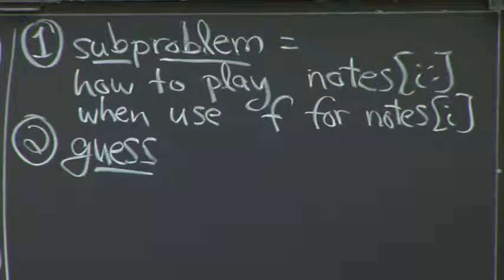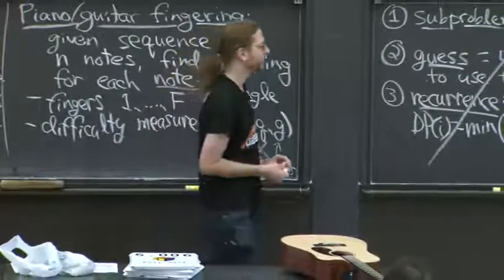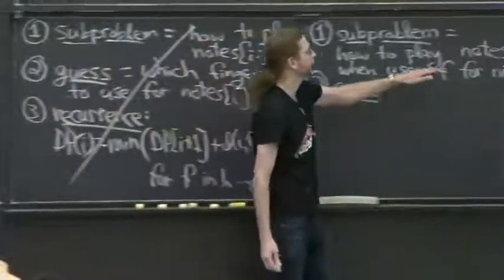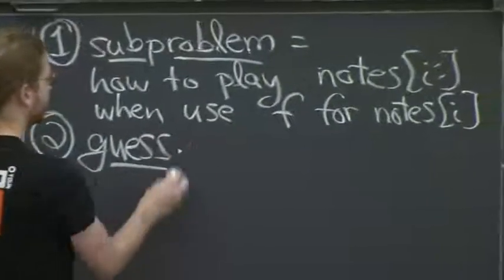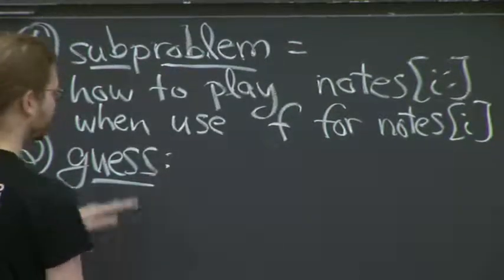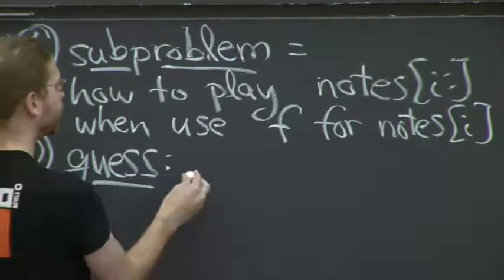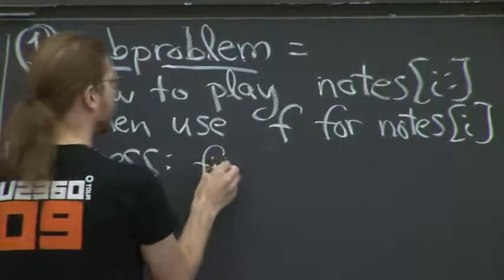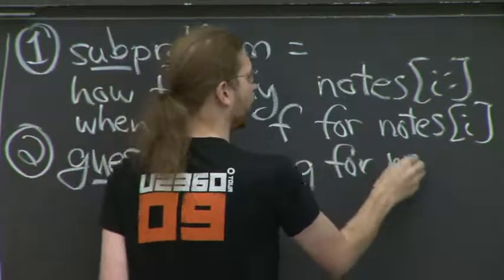How you define it? Either the next or previous finger. Well, I'm looking at suffixes, so I only care about the next one. I see what you mean by next or previous, but what we mean is note i plus 1. That's the next thing we don't know about. So we're going to guess a finger, call it g, for note i plus 1.